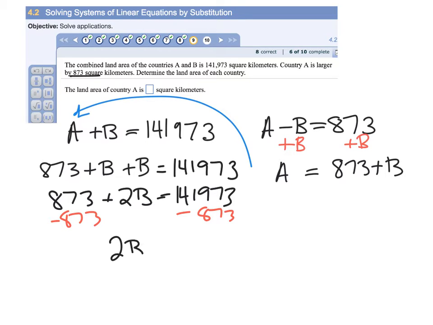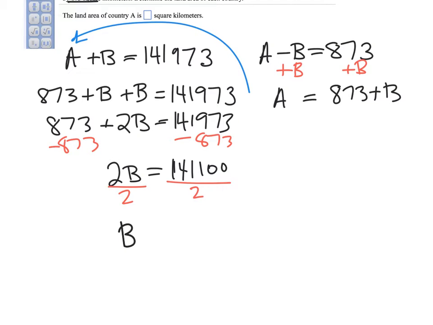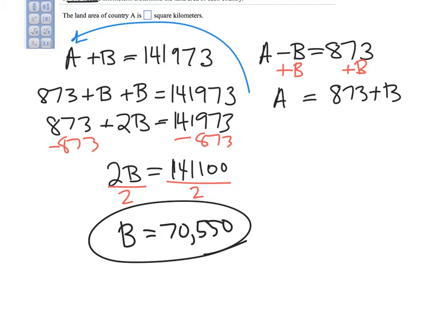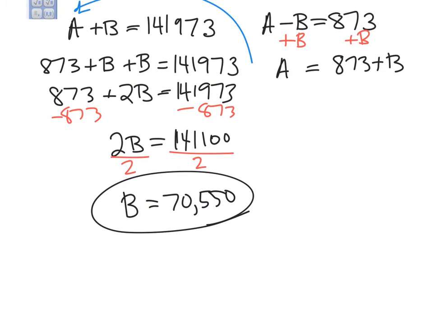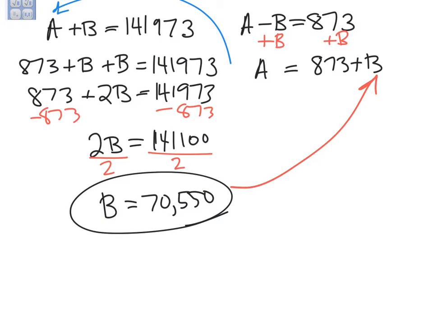So you get 2B is equal to, and then I'm going to bust out my calculator, and I'm going to type in 141,973 minus 873, and that gives me 141,100. And so now we're going to divide both sides by 2. And so that leaves us with B on the left side, and on the right side that equals 70,550. So B is 70,550 square kilometers.